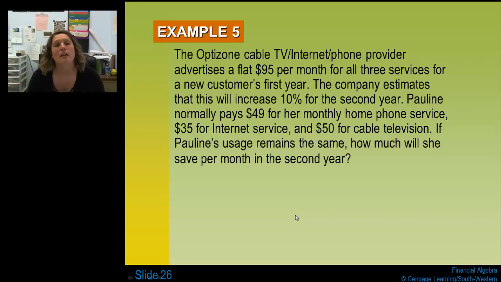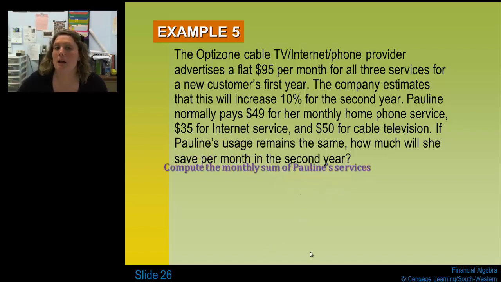Example 5. The Optizone cable TV internet phone provider advertises a flat $95 per month for all 3 services for a new customer's first year. The company estimates that this will increase 10% for the second year. Pauline normally pays $49 for her monthly home phone service, $35 for internet service, and $50 for cable television. If Pauline's usage remains the same, how much will she save per month in the second year?